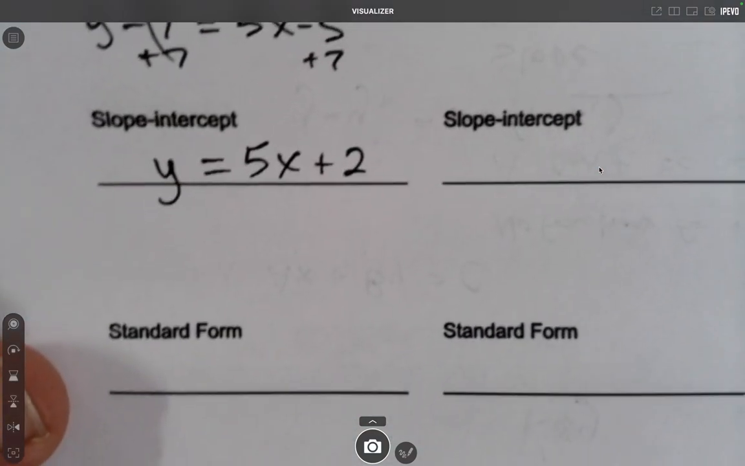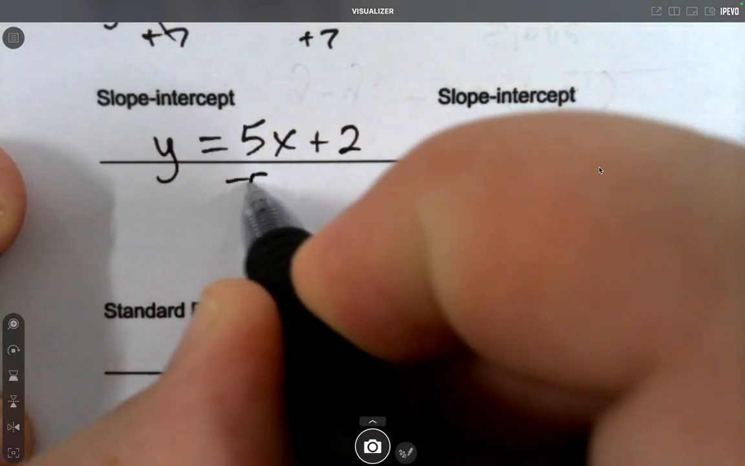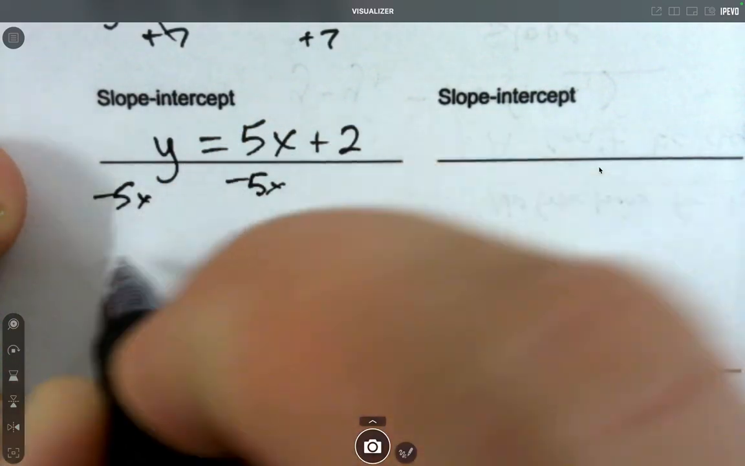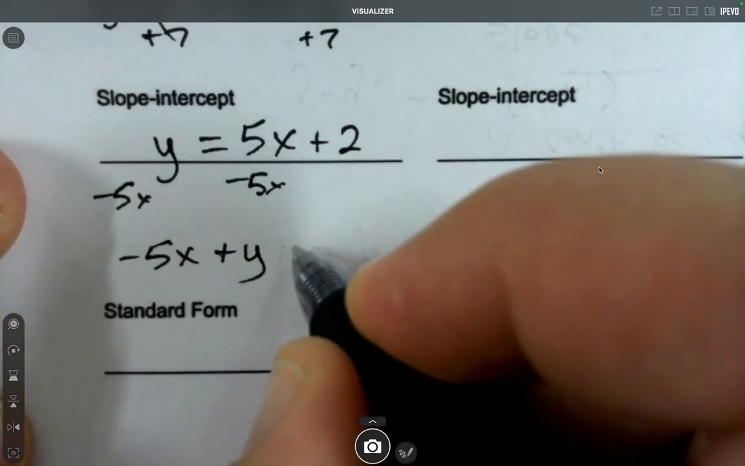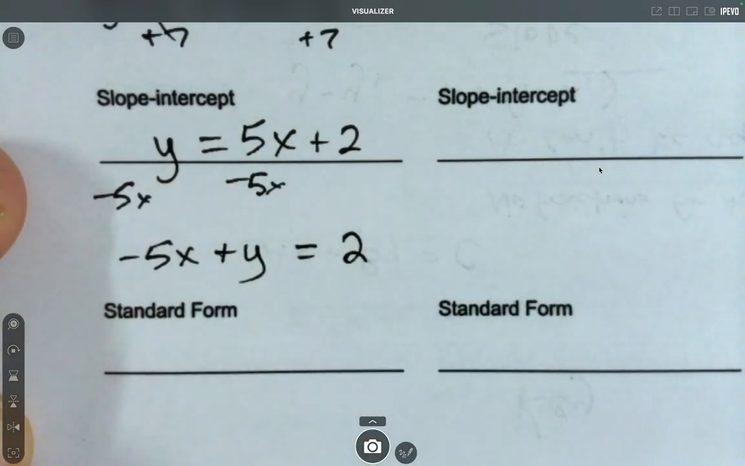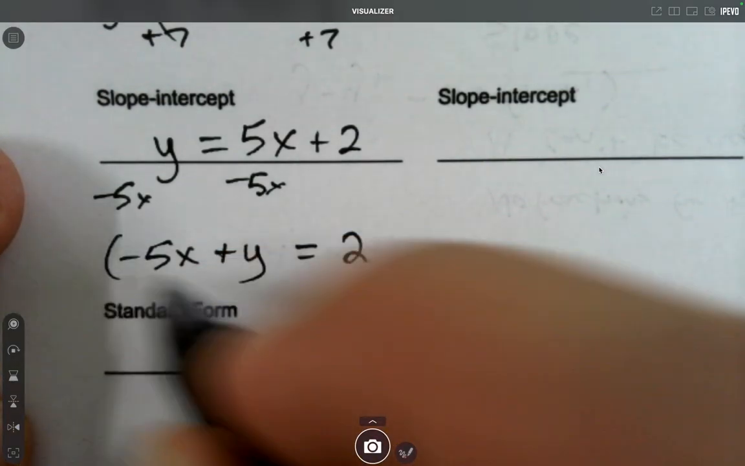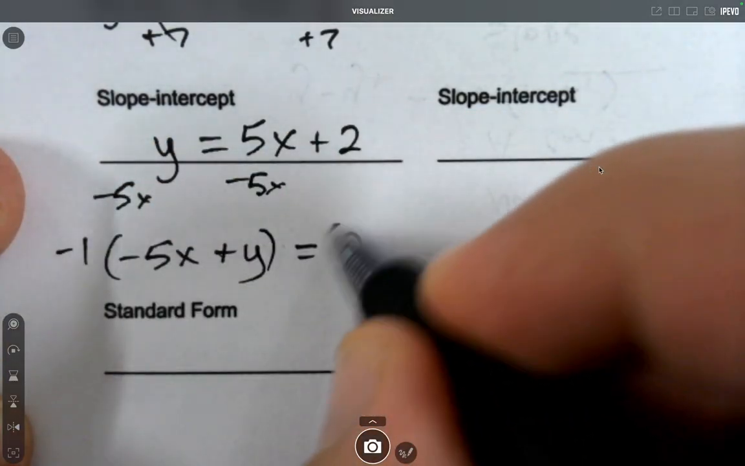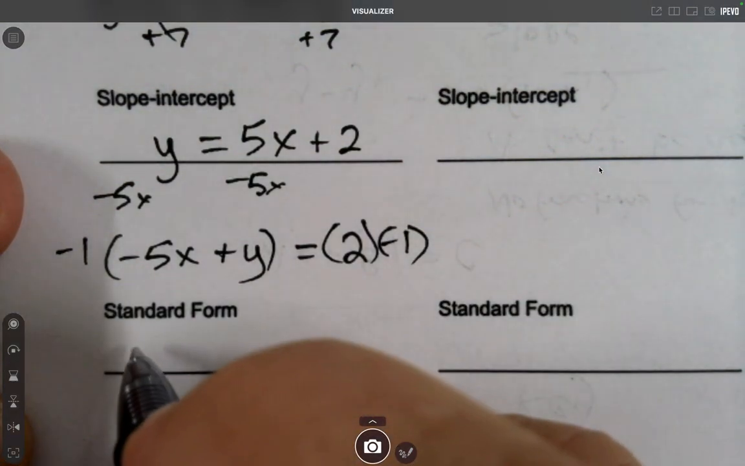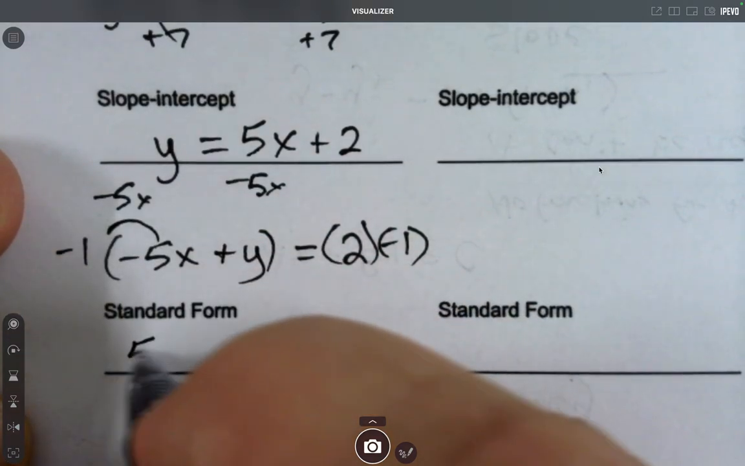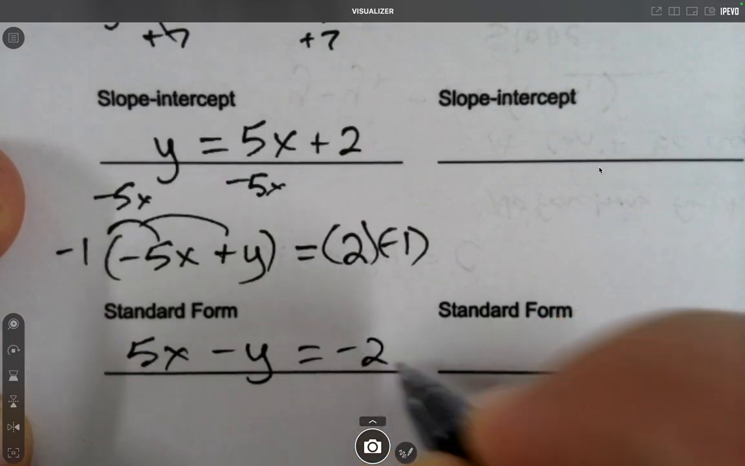Okay, then to get the standard form, we need to get the x back over on this side. So we'll subtract 5x from both sides and put it in front of the y. So we have to have ax plus by equals c. If we do run into one problem, we can't have this be negative. So we've got to multiply everything by -1 so that we don't have a negative coefficient in front of x. So that changes that to a positive 5x, this to a negative y or minus y, and this to a -2.